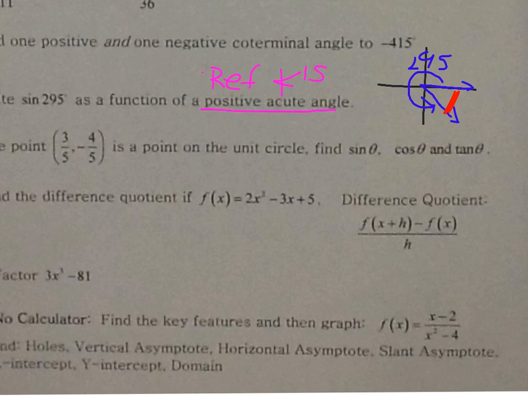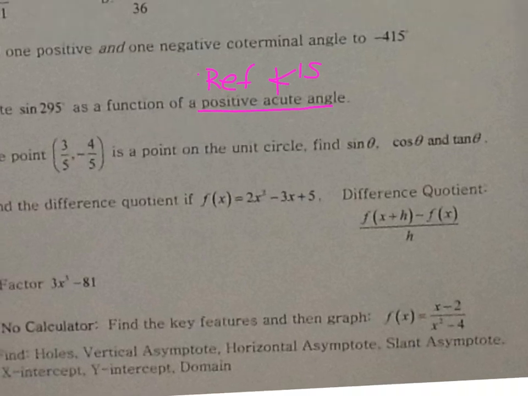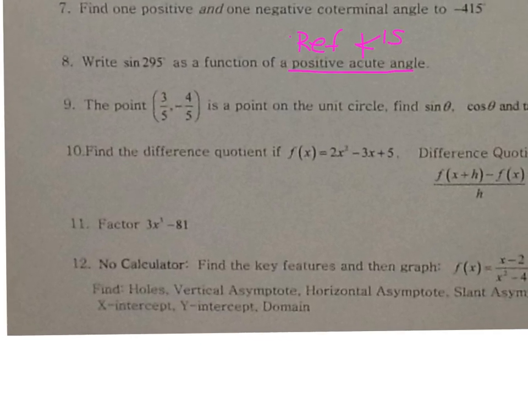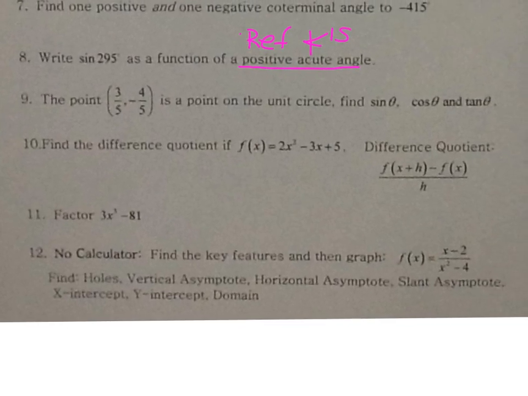So we do 360 minus 295. My reference angle is 65. Now remember, sine is negative in quadrant 4, so I have negative sine of 65. All right, let's take a look at number 9. All right, so number 9 says, let me just make it a little bit smaller. The point 3/5, negative 4/5 is a point on the unit circle. Find sine theta, cosine theta, and tangent theta.